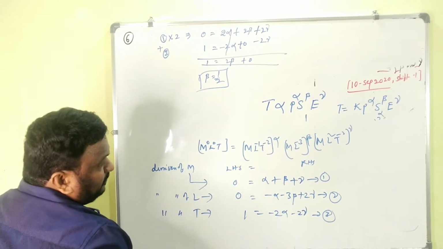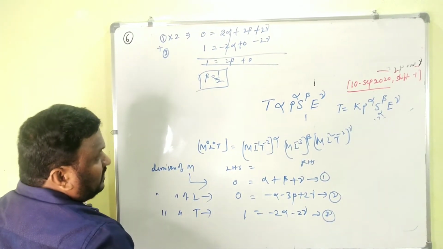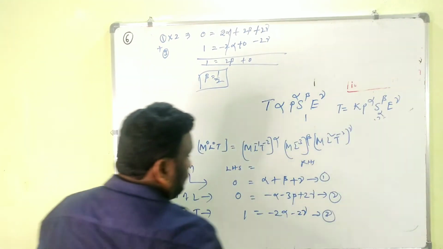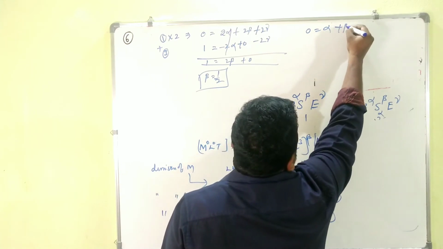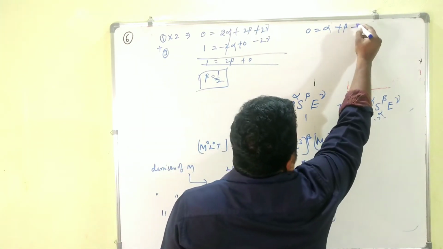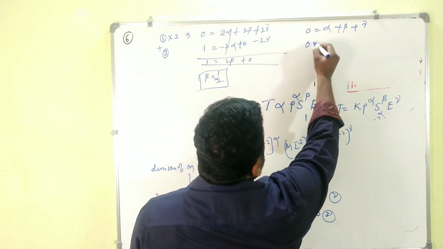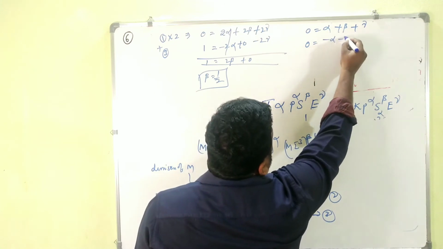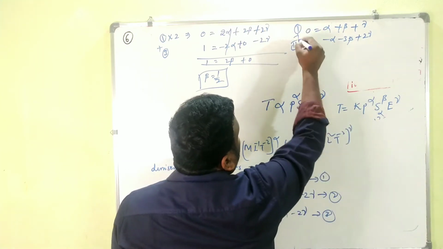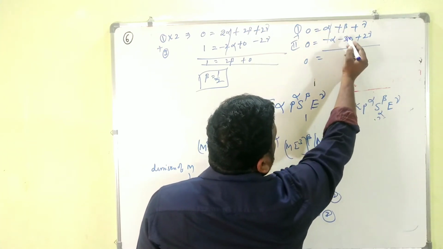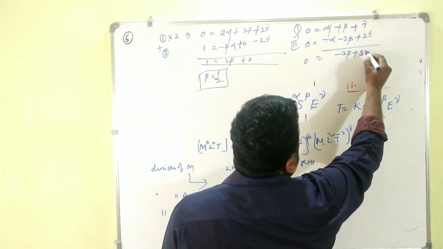And after that, next we can go for equation number 1 and 2. What is equation number 1? 0 equals alpha plus beta plus gamma. And 0 equals minus alpha minus 3 beta plus 2 gamma. This is equation number 1 and this is 2. We have to add them. Then we get 0 equals, these two are cancelled, beta minus 3 beta, minus 2 beta plus 3 gamma.